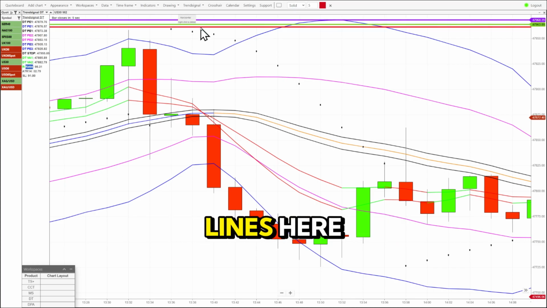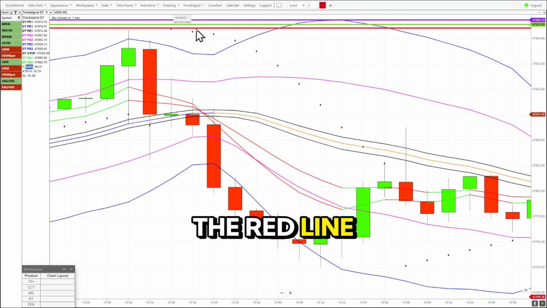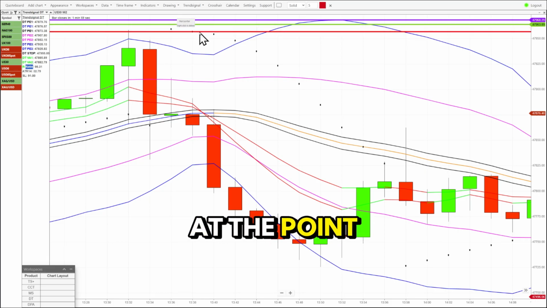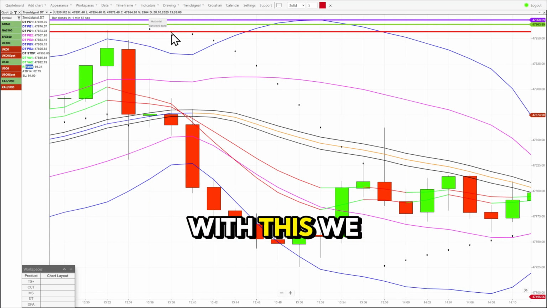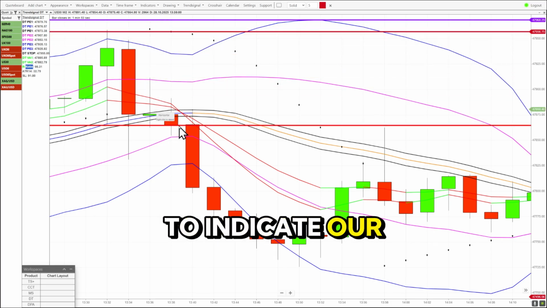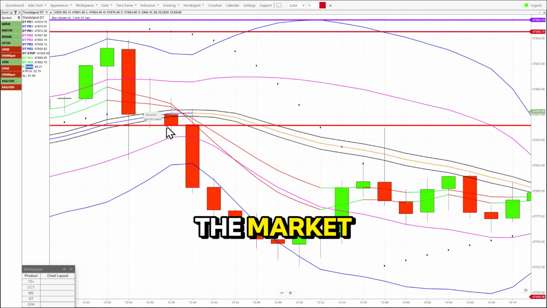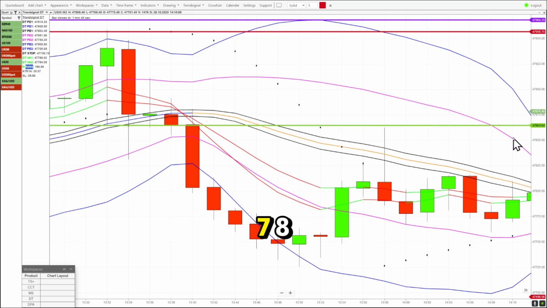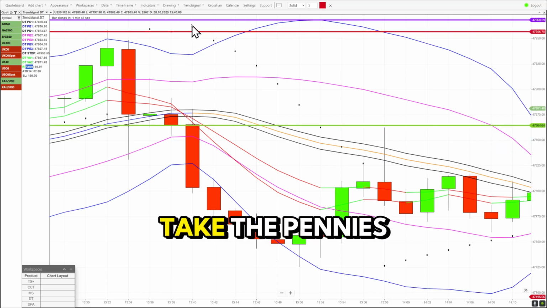I have three colored lines here to make what I'm talking about a little bit clearer. Our stop loss is given by the red line. We drag that to the arrow at the point of entry, so in line with this. We then have the green line. I'm going to use the green line to indicate our entry point onto the market. So it's this level, 47864.64, give or take the pennies.